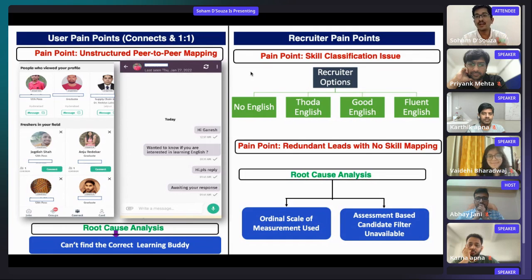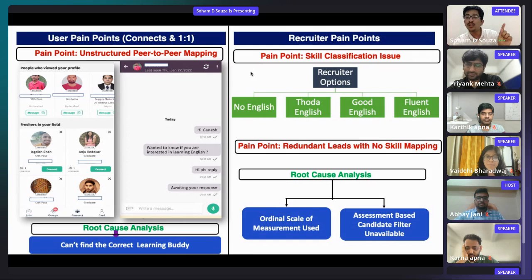So I realized that if I was a dummy user, many people would face this: Connects, which is one of the primary networking products of Apna, is leading the person to not finding who to contact for the right jobs.